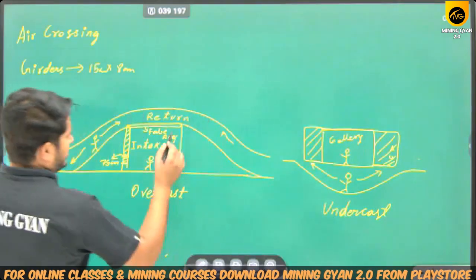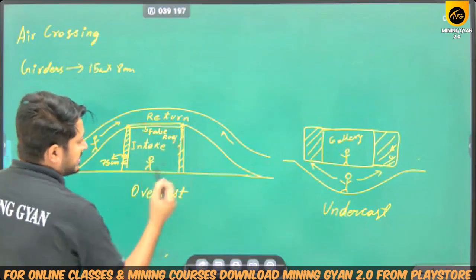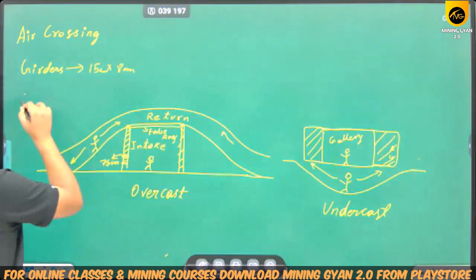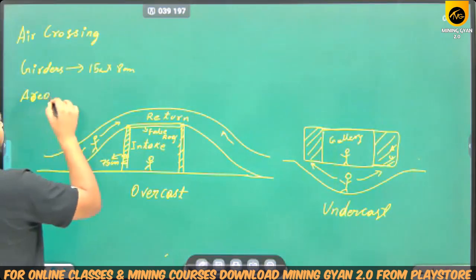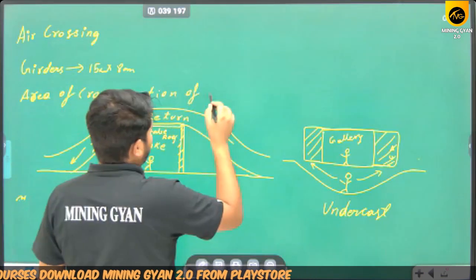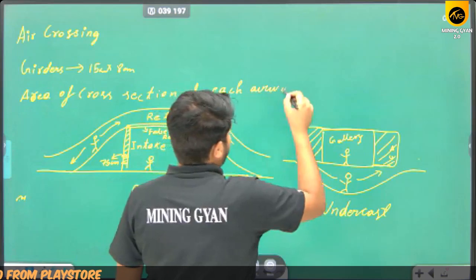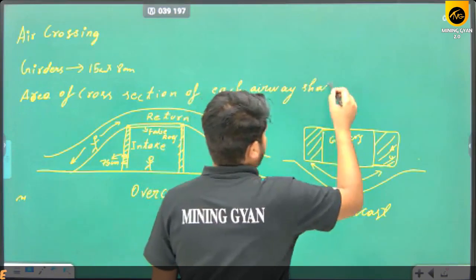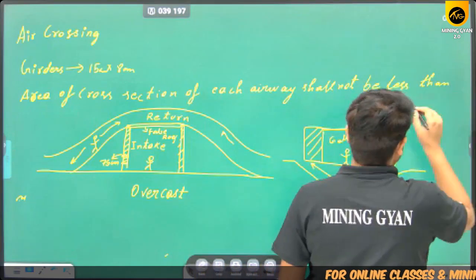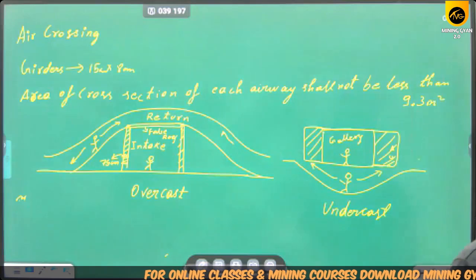And the area of cross section, that is this complete area of the cross section of each airway, shall not be less than 9.3 meter square, okay. It shall not be less than 9.3 meter square.